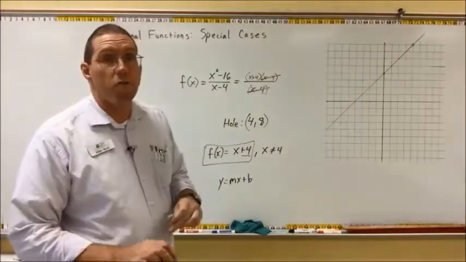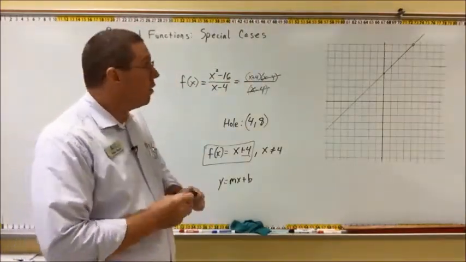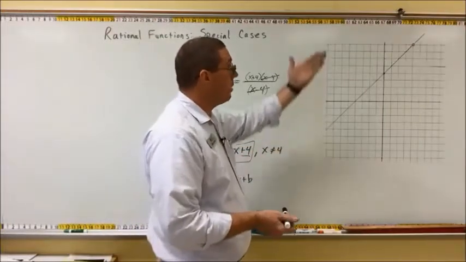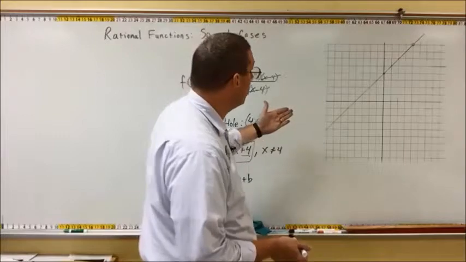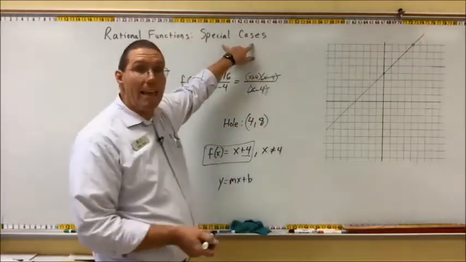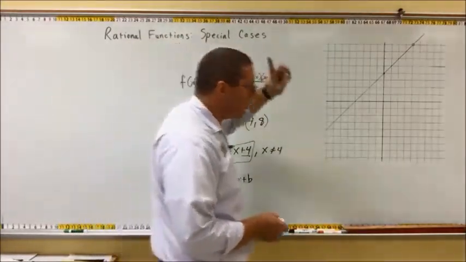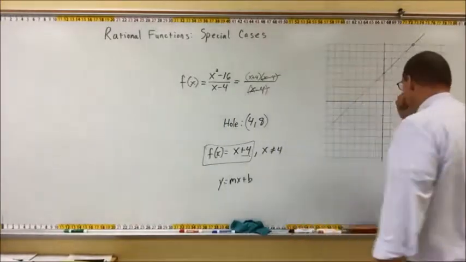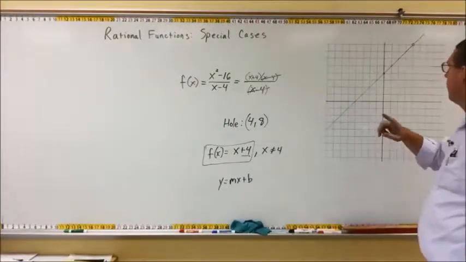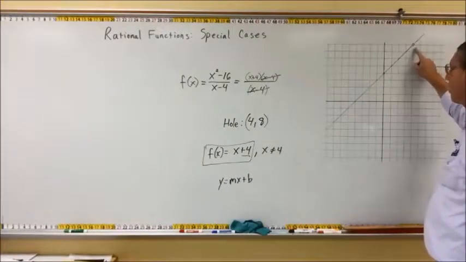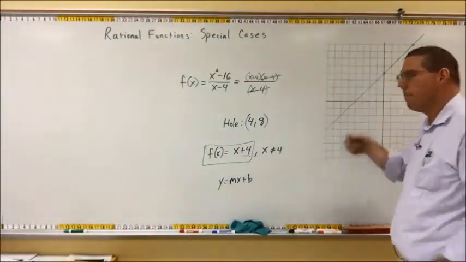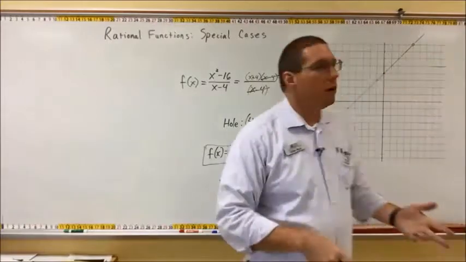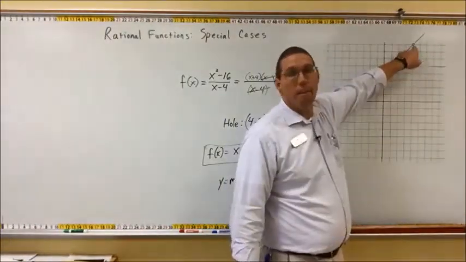This is the graph of a rational function. It doesn't look like a rational function because it doesn't have a vertical asymptote. It doesn't have a horizontal asymptote. It's a special case, but it is a rational function. And the reason we know it's a rational function is because only the graphs of rational functions, well, mostly only. For now, I'm going to say only, but I mean, there are exceptions. Graphs of rational functions have holes in them.